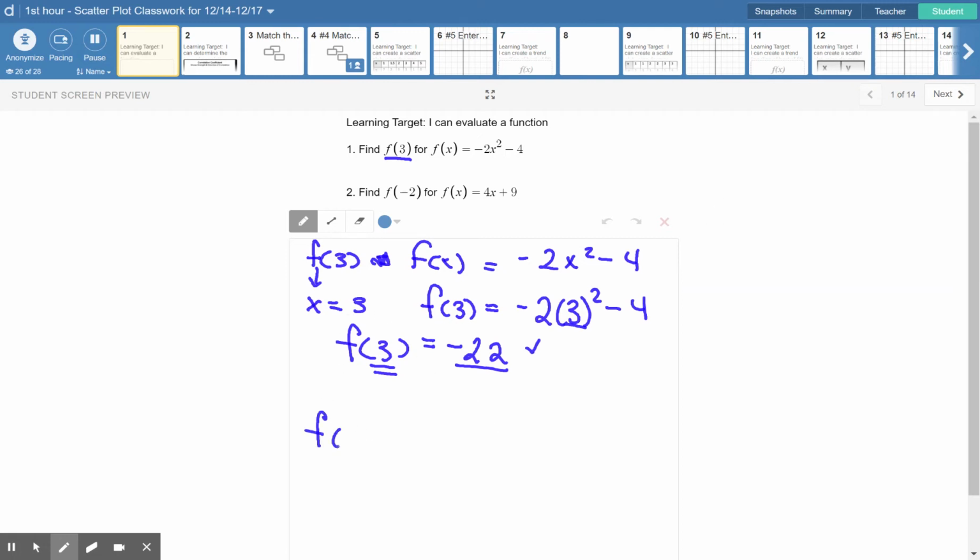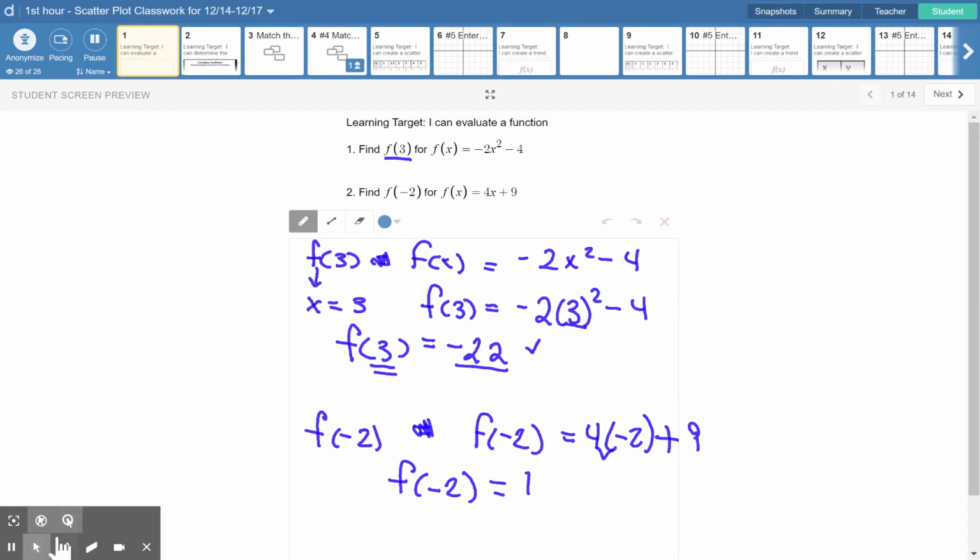Now for the next one, we're going to put negative 2 in. So then f of negative 2 gets you 1. Reason why? 4 times negative 2 is negative 8 plus 9 is 1.